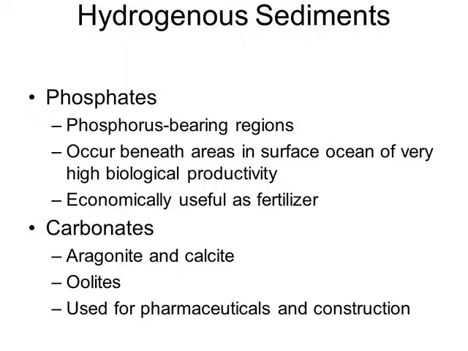And these oolites have been used in pharmaceuticals, so medicines and things like toothpaste, as well as in construction. So who here lives in a house with drywall? If you do, you probably have oolites within your house, because that drywall is made out of calcium carbonate, or what's also known as dolomite.